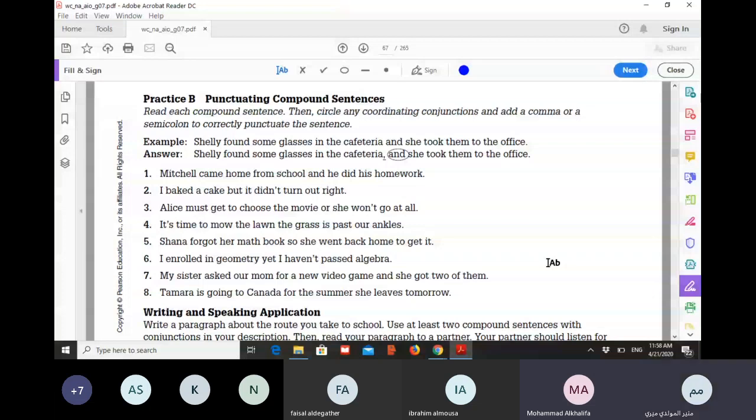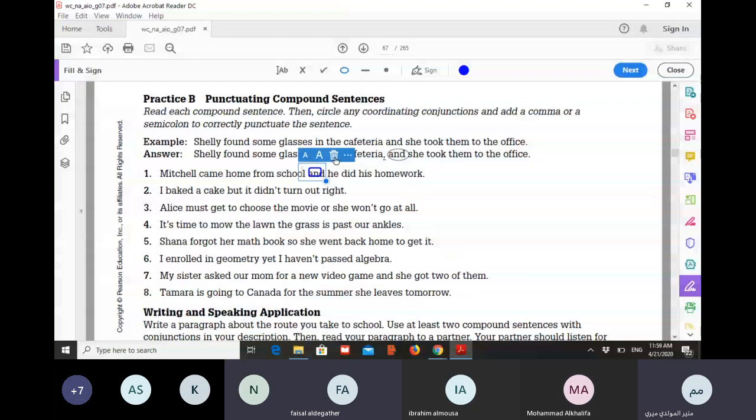Michelle came home from school and he did his homework. And, comma. Excellent. So you underline or you circle. Of course, I'm not going to circle here. I don't know whether it's possible for me to circle it. No, it's not possible. So it's better for me to highlight it.